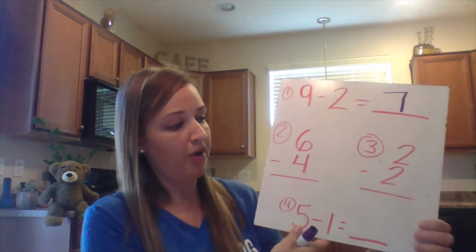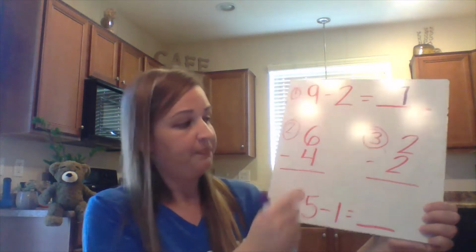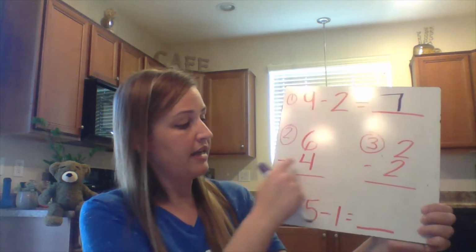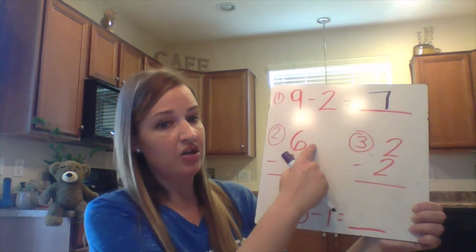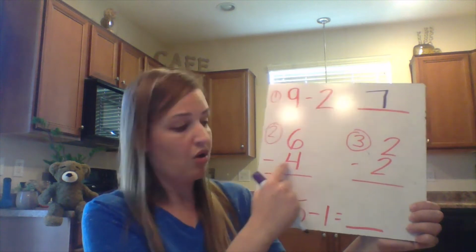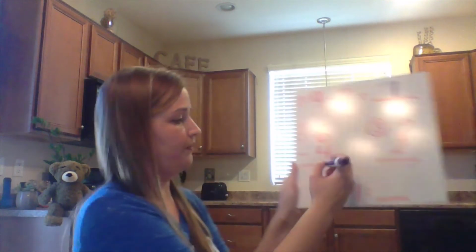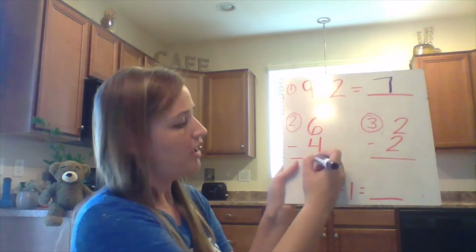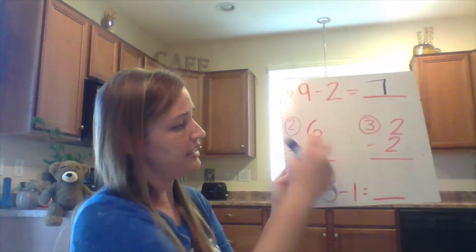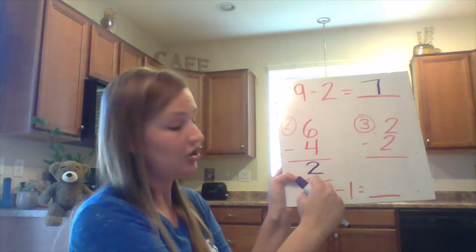Now let's go to the problem written vertically. It says 6 minus 4 equals blank. So we're going to start with 6 fingers and we're going to take or put down 4 fingers. So I have 6. I'm going to take away 4. 1, 2, 3, 4. How many fingers are still there? Good, 2. I'm going to write 2 under the line there. That means equal. Right underneath it. So if I read it, it says 6 minus 4 equals 2.